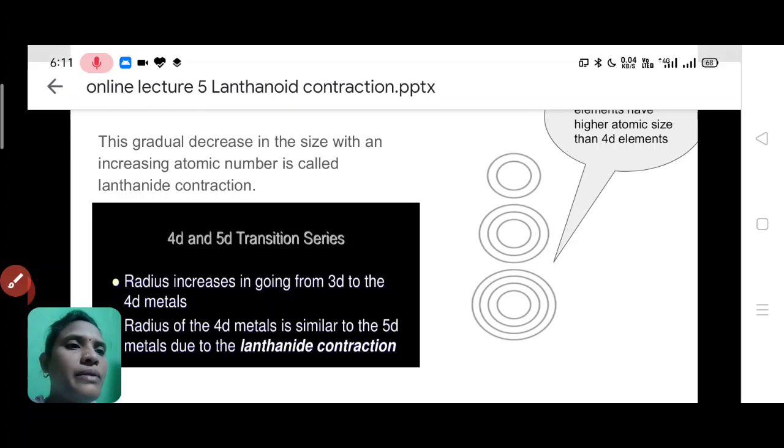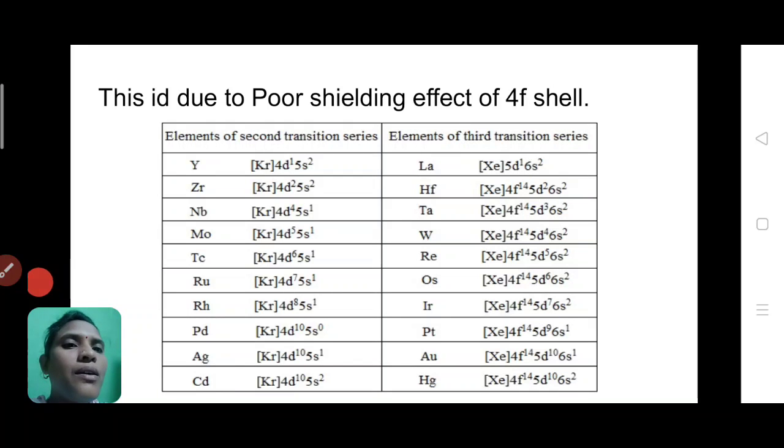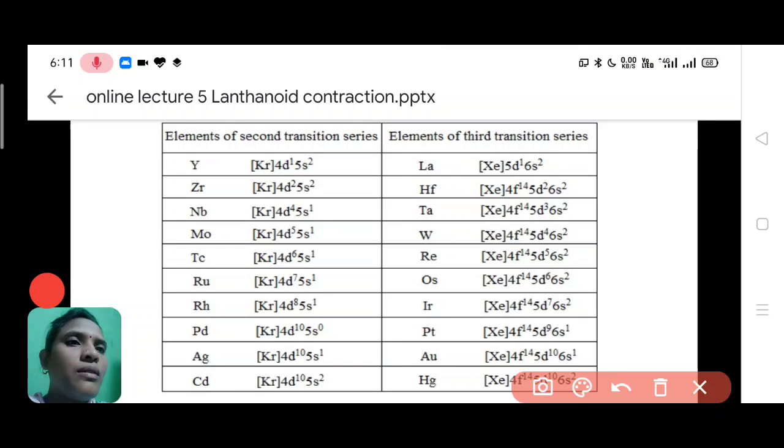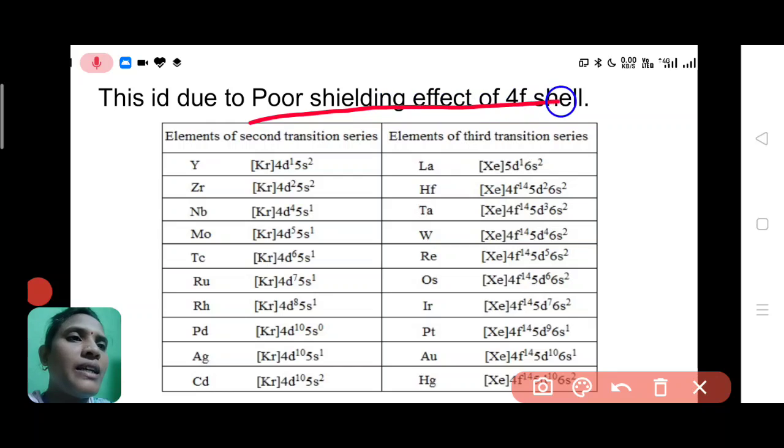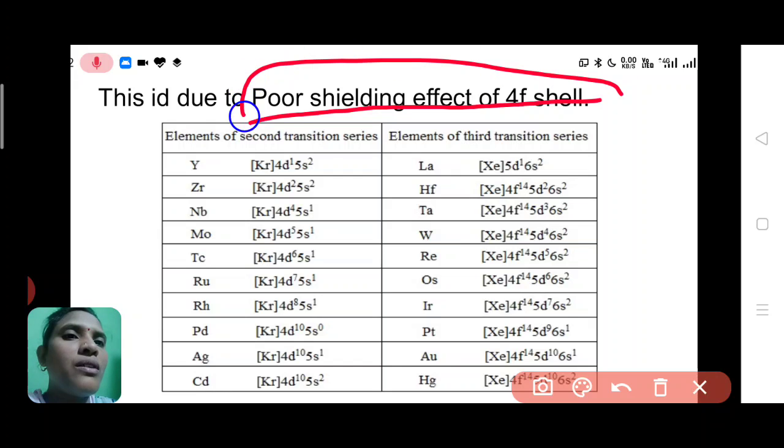So now we will see in the next slide why lanthanoid contraction occurred in the 5D series. This is due to the poor shielding effect of the 4F shell. What is the reason behind why 5D elements are showing lesser atomic radius as compared to 4D? Because of the poor shielding effect of the 4F shell.